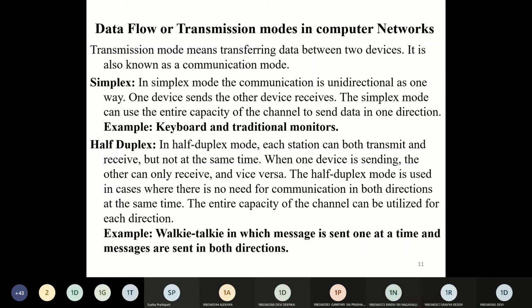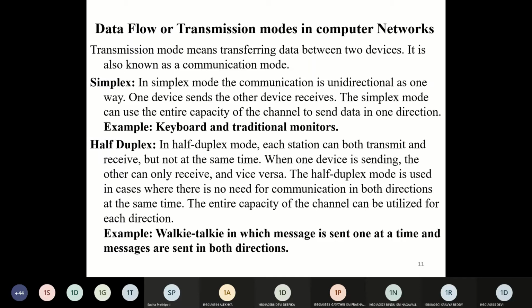What is meant by simplex? Simplex mode of communication means that it is unidirectional, from only the source to the destination, from one device to the other. The device sends the information and the other device receives it. An example is the CPU and keyboard. As I press a character, it is sent to the CPU, but the keyboard cannot receive anything.